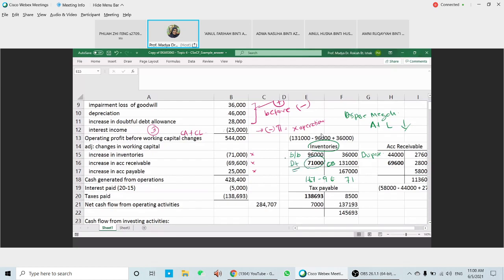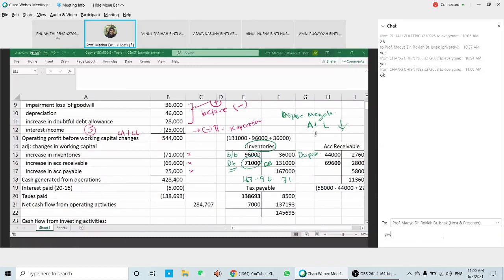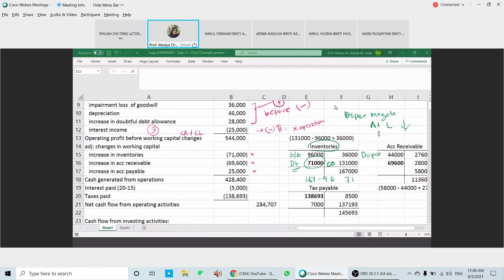Is it okay with the first one, with the inventory here? Try to look at this one, whether you understand or not. Is it okay with the inventory? Understand or not, for the inventory? Okay, and then you try the account receivables.